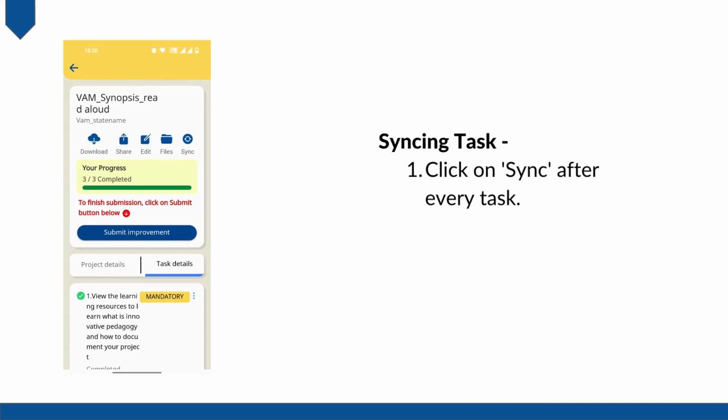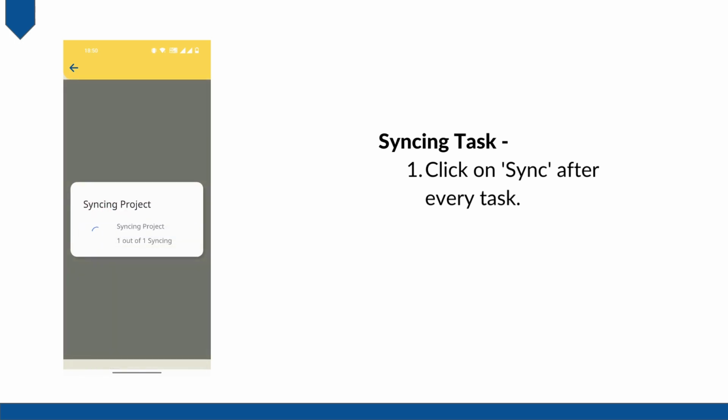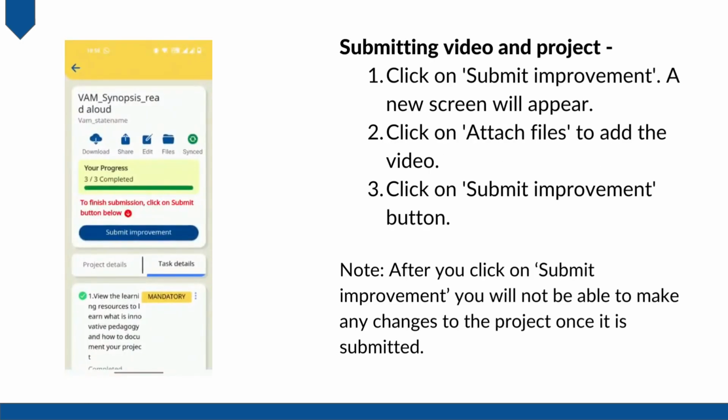As you work on the tasks of the project, you will see the project progress. Click on Sync after you have completed each task. Once you add all the tasks and mark them complete, your project status shows completed with a green bar and the Submit Improvement button is enabled.